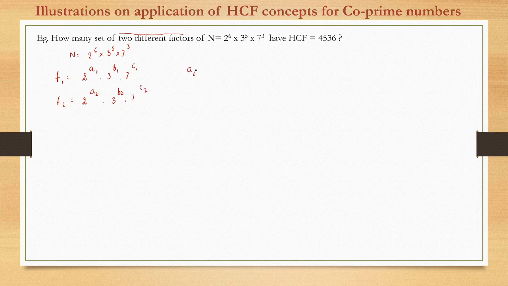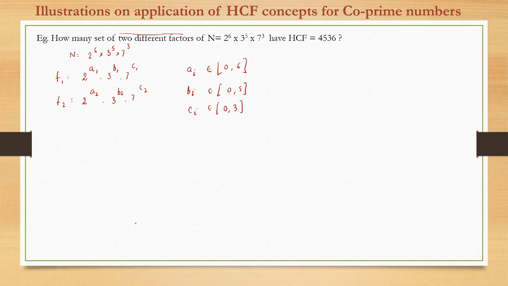where ai takes values from, a is an index of 2, and 2 has a 6, so it can take values from 0 to 6, right? 0 1 2 3 4 5 6. Similarly b can take any values from 0 to 5 and c can take any values from 0 to 3. So this is what we have seen so far.